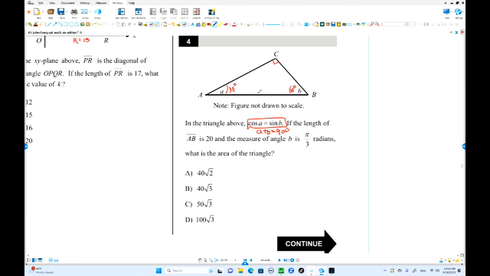Okay, so AB is the hypotenuse now. That is 20. This is at 60 degrees. The side adjacent to this is half of this one, 10. The other one is what? 10 times square root 3, okay? So the area of this one is 10 times 10 square root 3. This is leg times leg, they are perpendicular, okay? And divided by 2 is the area. So 50 root 3 is the answer.